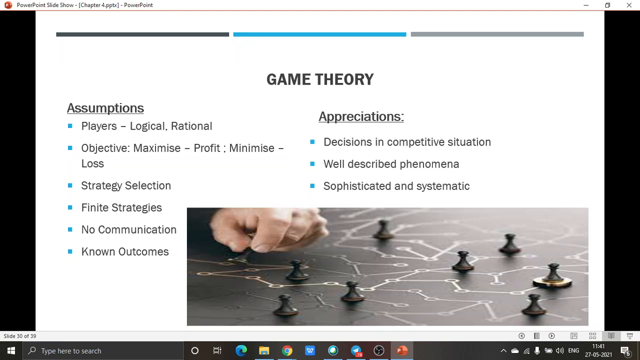The next assumption is that there can be no communication between the two players, but the players shall be fully aware of the information relevant to the competitive situation. And the last assumption is that the outcomes of the entire course of action are known to the players in advance. So these are some of the assumptions which game theory takes into consideration.